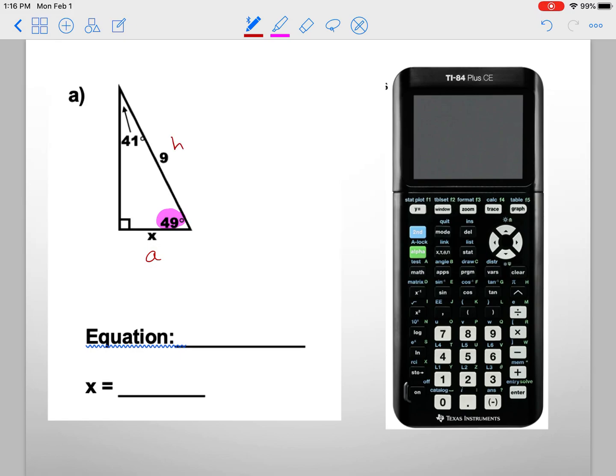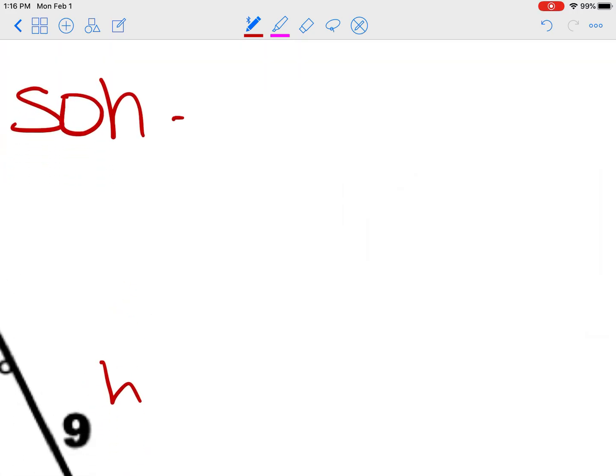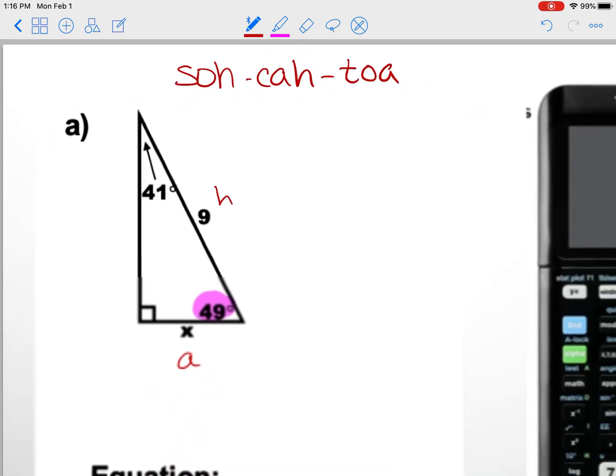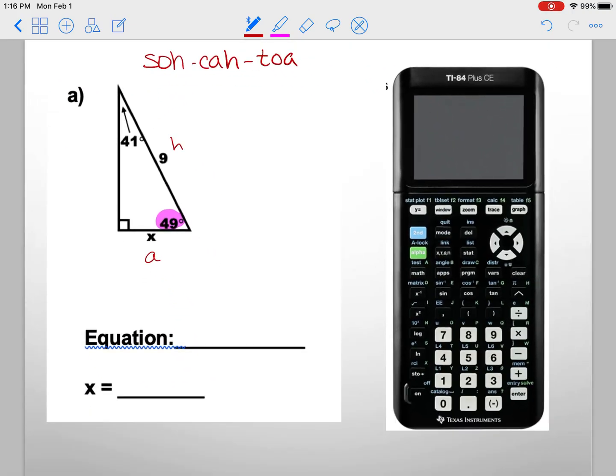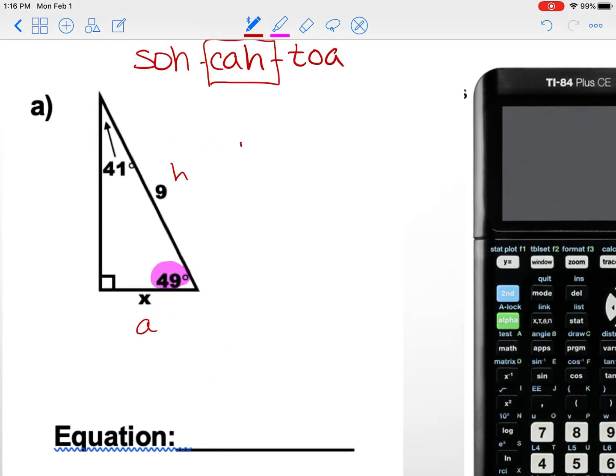I'm not going to label the side that doesn't have anything on it, and here's why. When we go back to that definition, or that word at the beginning, SOH CAH TOA, let me zoom in to write this. And I see in my picture that I have an A and an H. Well, I know that this one has the A and the H, which tells me I have to use the cosine. So cosine, and the angle we chose was 49. That's what we just did in the calculator. And now we're ready to set up our equation.